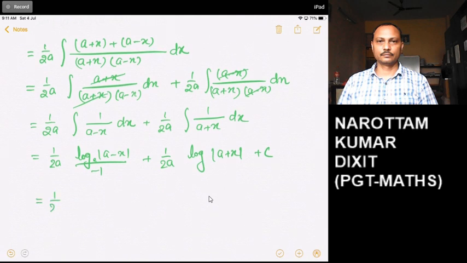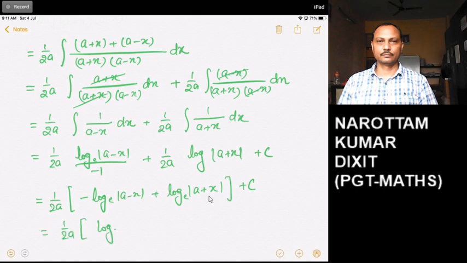So taking 1 upon 2a as common, we get minus log of a minus x plus log of a plus x plus c, which is equal to 1 upon 2a log of mod of a plus x divided by mod of a minus x, so we can write it as mod of a plus x upon a minus x plus c.